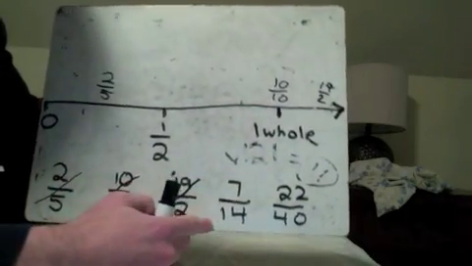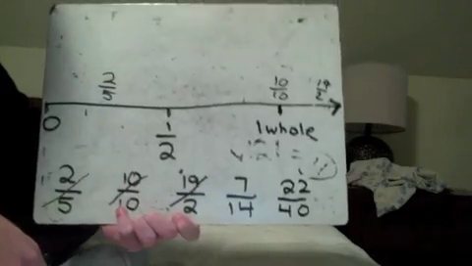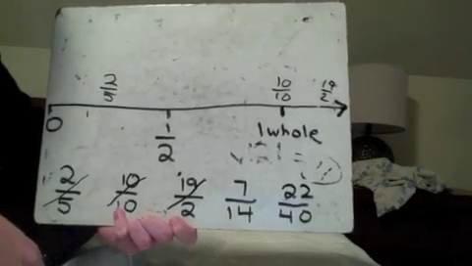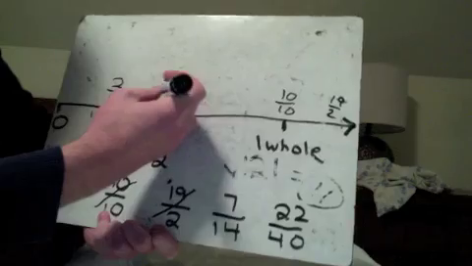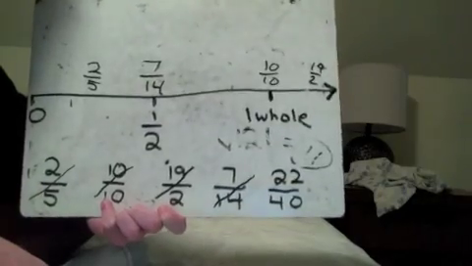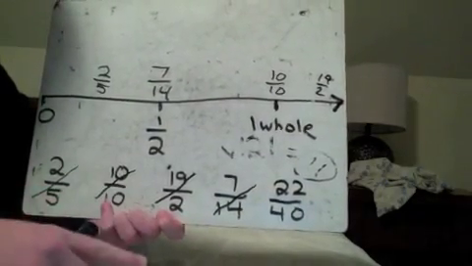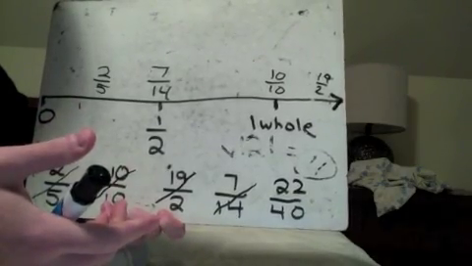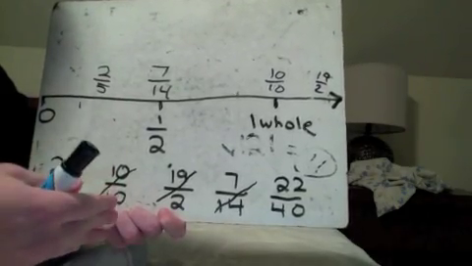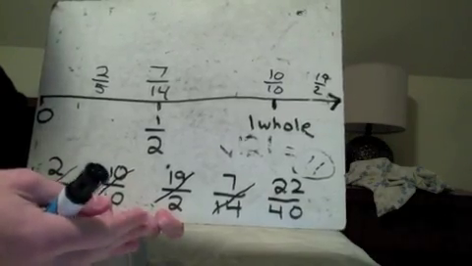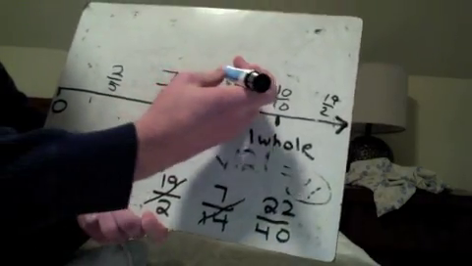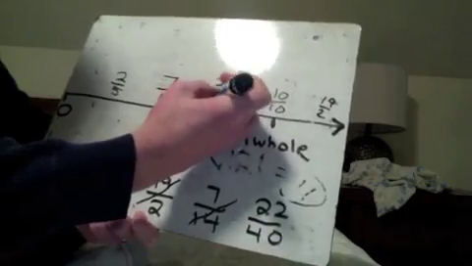Okay. Next up, we've got 7/14. That's a pretty simple one. If the pan is cut into 14 and I have 7, 7 is exactly half of 14. So that's going to go right over the half. And my last one, 22/40. My pan is cut into 40 brownies. I have 22 of them. Exactly half would be 20. 20 is exactly half of 40. So if I have 22, I have a little bit more than half. So my 22/40 is going to need to go here.